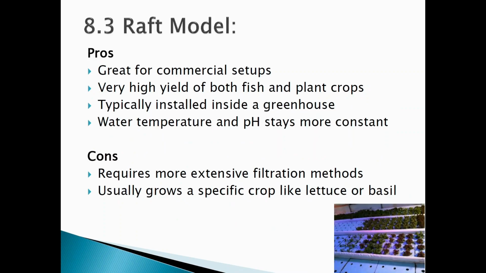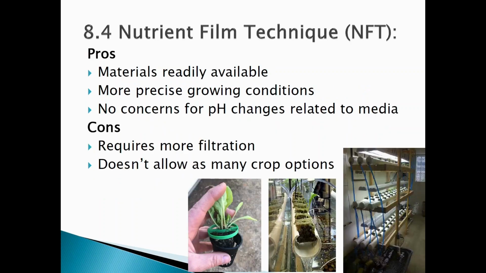Another con is that the filtration system has to be a lot more advanced in these raft models than in the other models. Next up, we have the nutrient film technique, which constantly runs water underneath the little cubes of material which the plants grow in. This doesn't require any more filtration, but you don't have as many crop options as, for instance, the media-based grow bed.